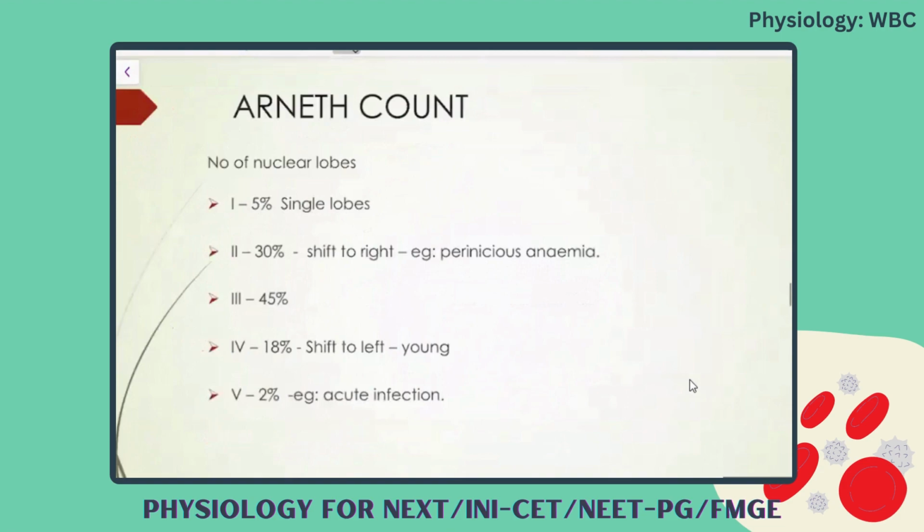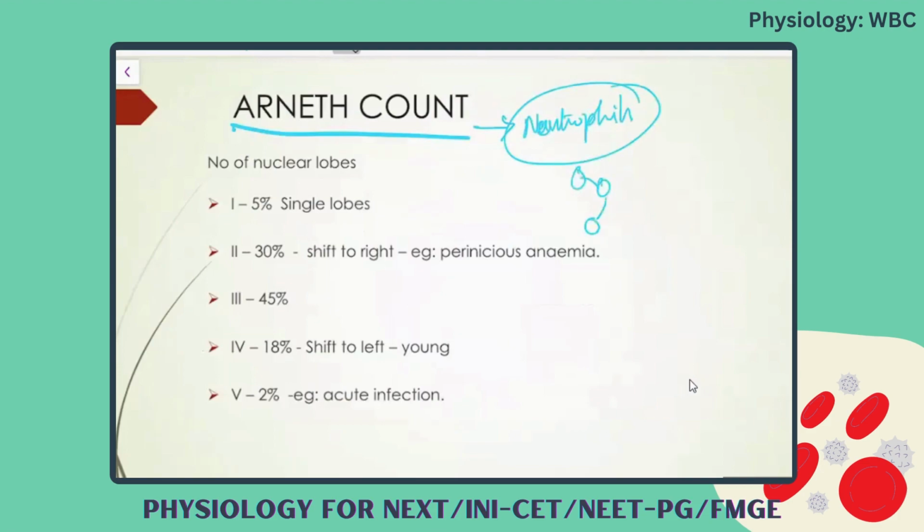This is the one which is used to identify and count the lobes of neutrophils. Neutrophils is multi-lobed, right? You can have 3 lobes or 4 lobes or 5 lobes. So the number of lobes is going to determine the age of the cell. Just remember this name, Arneth count. It is the count which is used for identifying the lobes in the neutrophils.